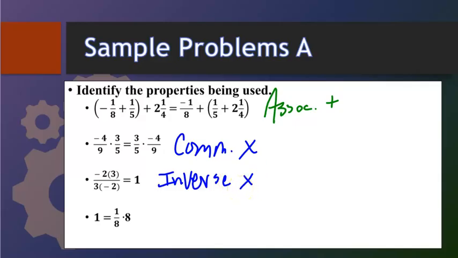Next, we have 1 equals 1/8 times 8. Well, 8 is the reciprocal of 1/8, and when you multiply them together, it gives you 1. So this would be the inverse property of multiplication.